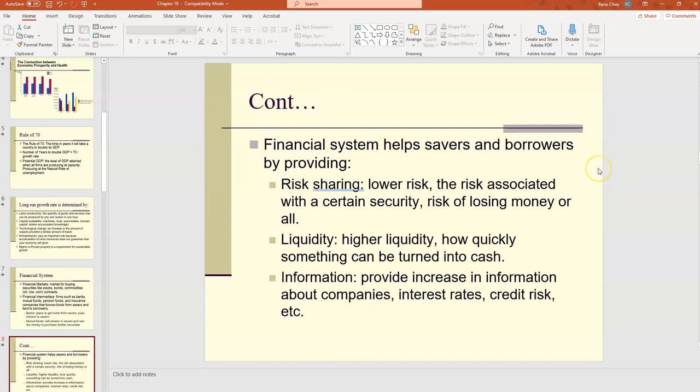Now, the financial system helps savers and borrowers at the same time because it provides income for savers, aka interest, on your CD account or money market account, or maybe on your investments or retirement account. It also gives borrowers a place to go borrow money if they need it. The financial system provides risk sharing, so there's lower risk for each individual security in the system. It also provides liquidity services, so you can turn transactions into cash more easily. You can also make transactions basically seamlessly.